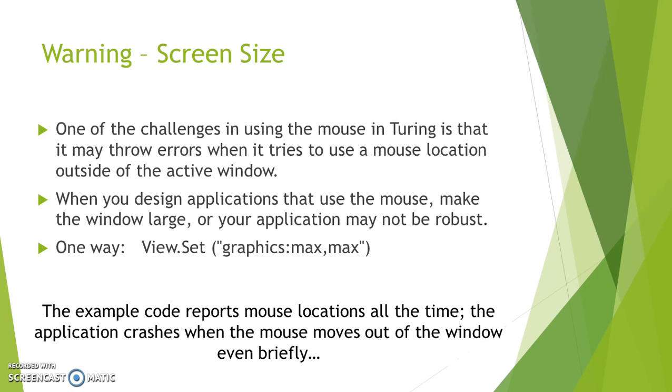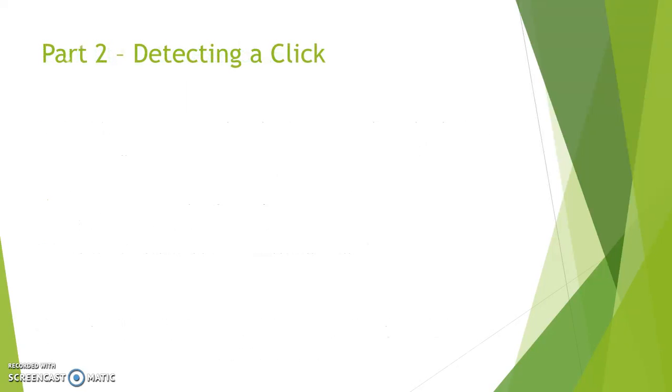The example code that's available online through the reference, it reports the mouse locations constantly, and it'll crash instantly as soon as the mouse moves outside of the window, even very briefly. And that's no big deal. You can imagine various ways that you can design around this. For starters, don't have it report the mouse location where the mouse is. Or you could have it stop reporting as soon as the mouse moves outside of the window. And then you have, once again, a robust application. Go ahead and play with that if you want to. And we can go on from there.